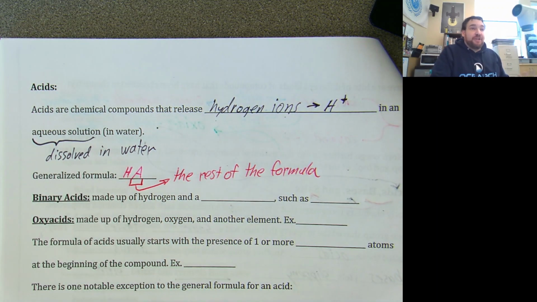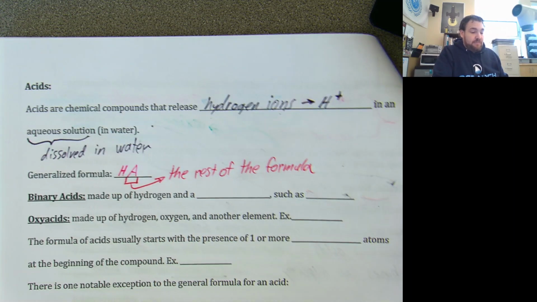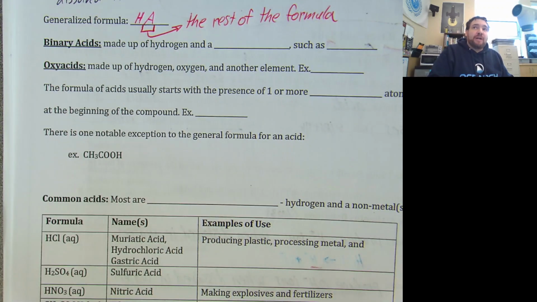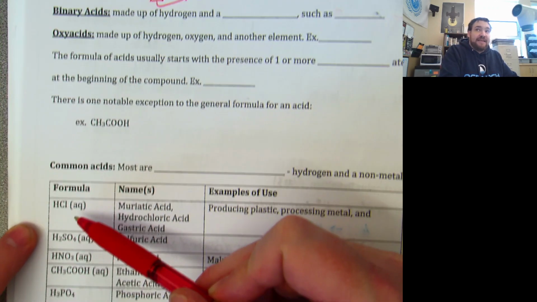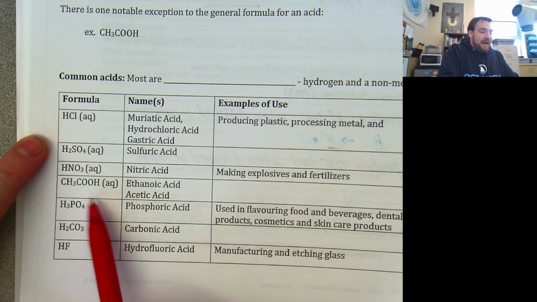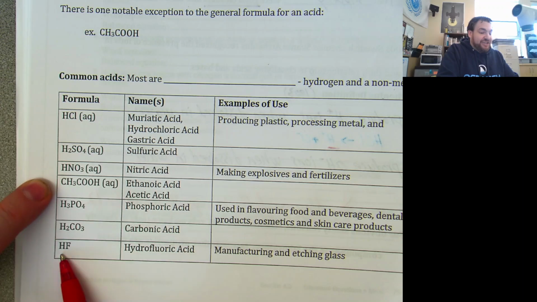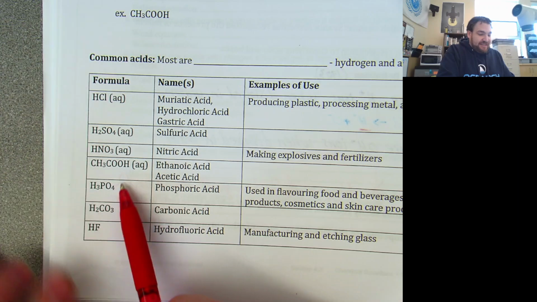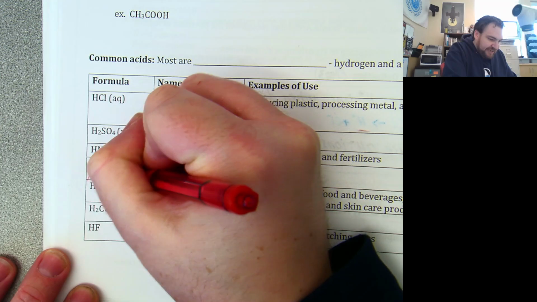So I've got a list on the bottom of this page of common acids. I'll come back up to this section in a second. But just to show you what I mean, every single one of these acid formulas down here, HCl, H2SO4, HNO3, H3PO4, H2CO3, and HF, all have the H listed out front. Sometimes this one is listed as HCH3COO.